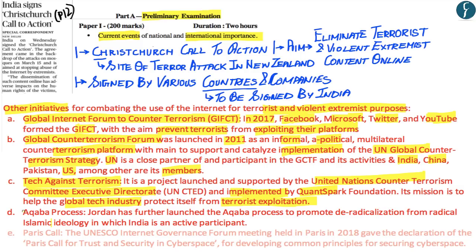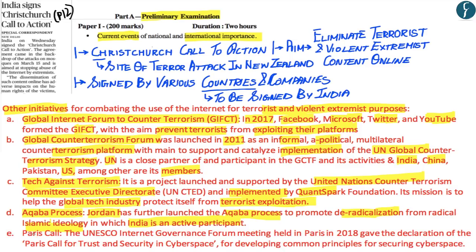The fourth initiative that you need to know is the Aqaba process. The country of Jordan has launched the Aqaba process to promote the de-radicalization of radical Islamic ideology. Apart from this, you also need to understand that India is an active participant in the Aqaba process that has been launched by Jordan.